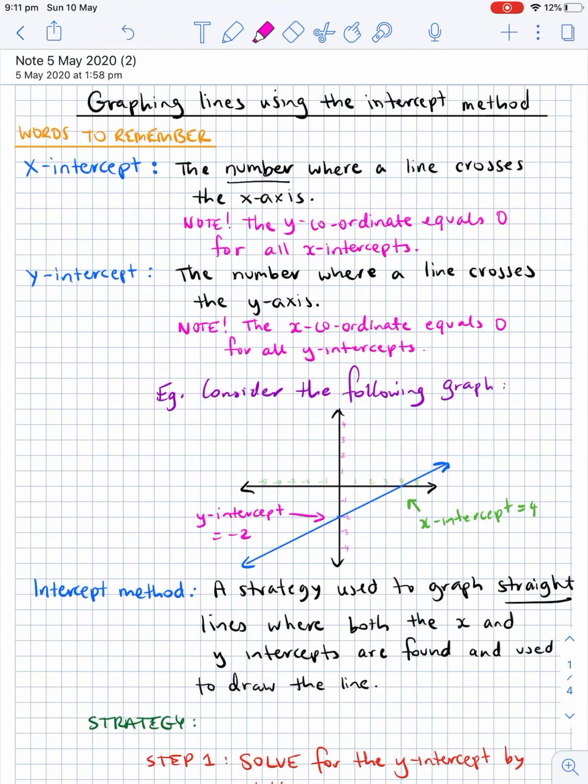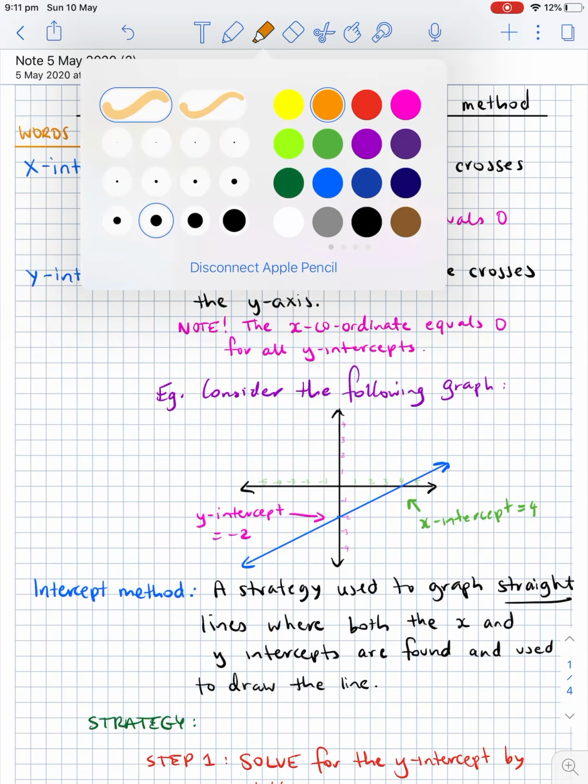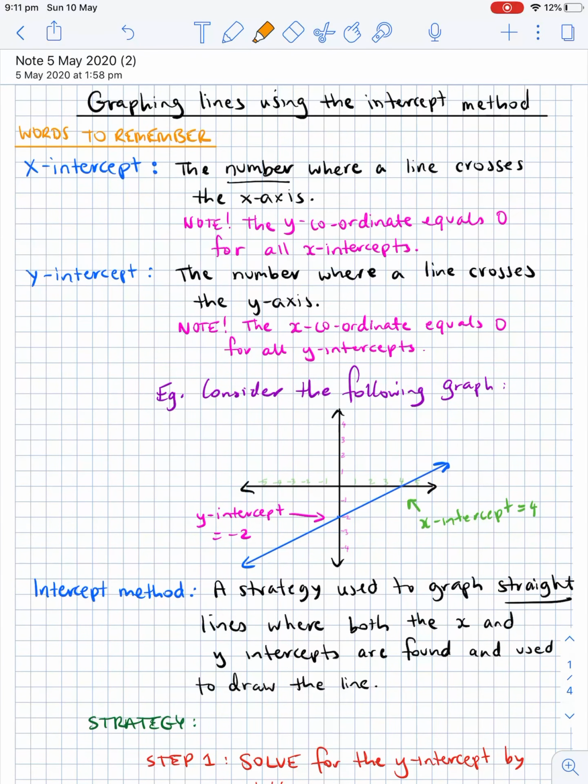Hi guys, so for today's lesson we're going to be dealing with graphing lines using the intercept method. So first up we need to know what our intercepts are. What do they refer to?